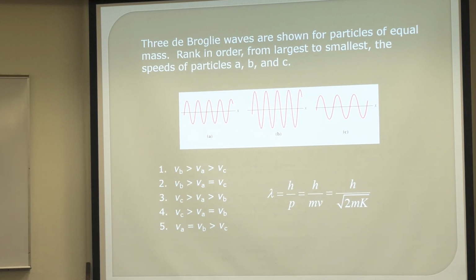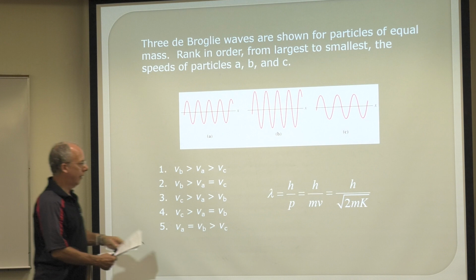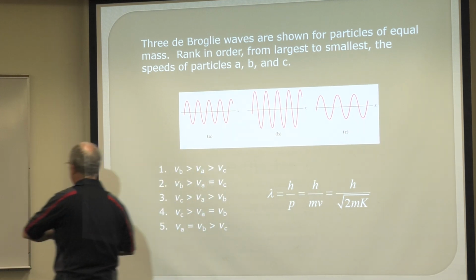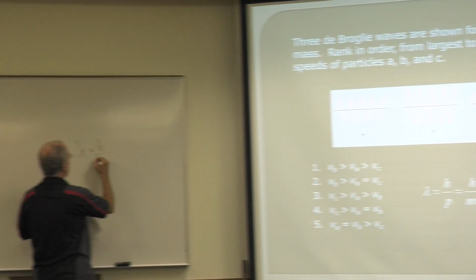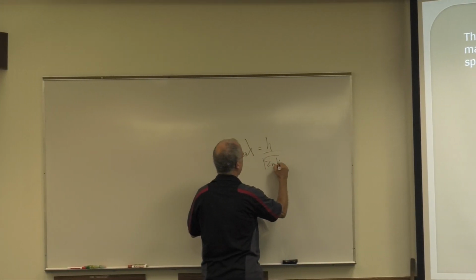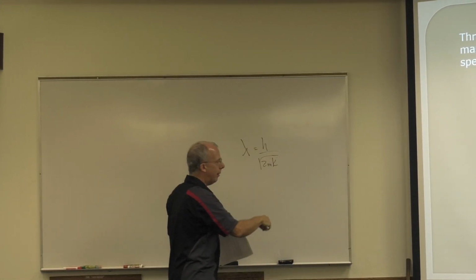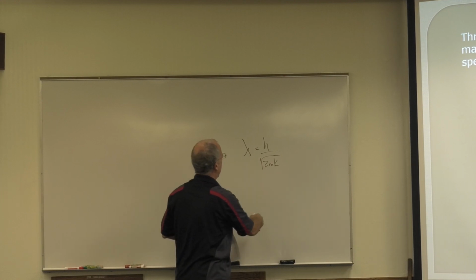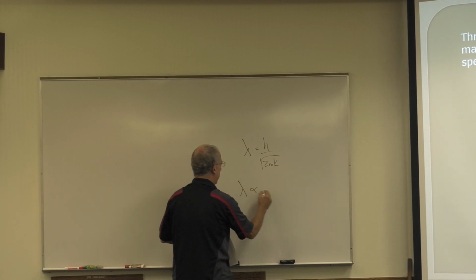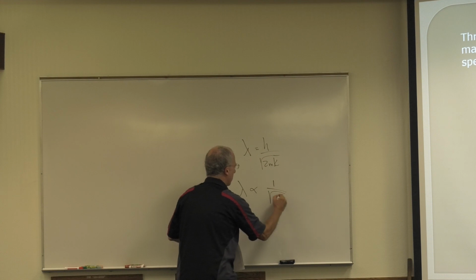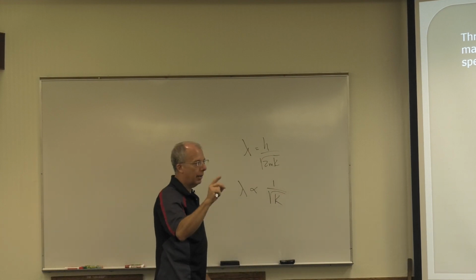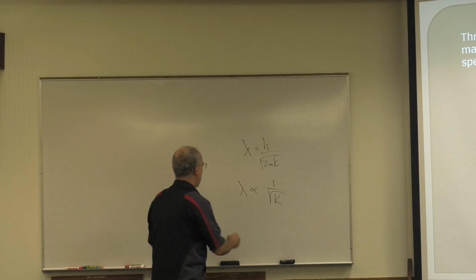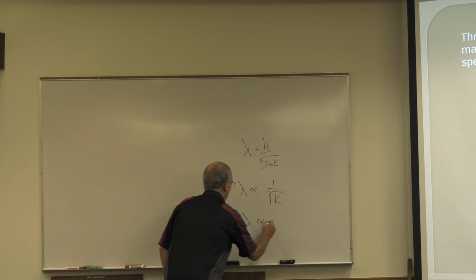All right, so lambda equals h over square root of 2mk. Well, h is the same, 2 is the same, m is the same. So we can say that lambda is proportional to 1 over the square root of k. Well, k is 1/2 mv squared, and all we're really looking at is the v, so we can say that lambda is proportional to 1 over v.